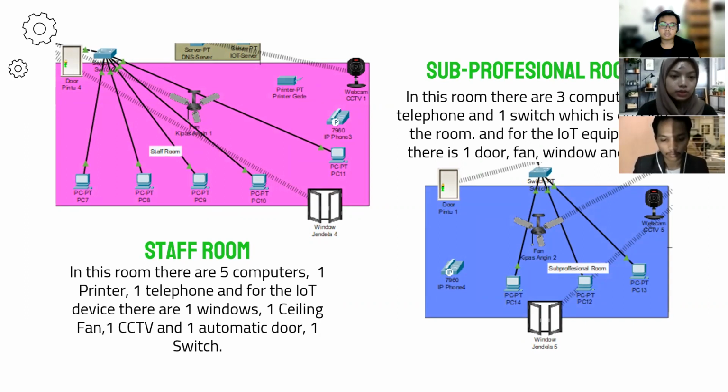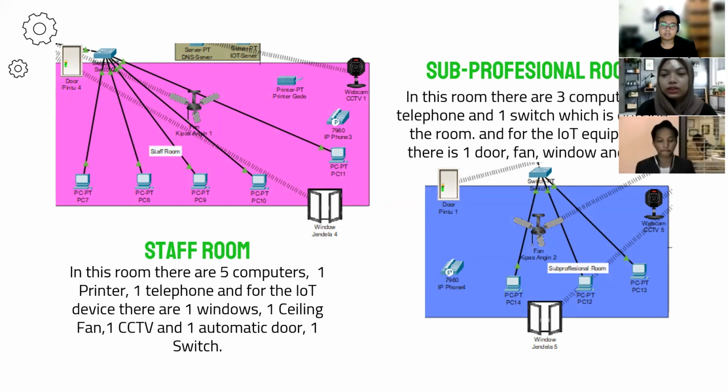Okay, the next room is the staff room. In this room, we have 5 computers, one printer, one telephone, and for the IoT devices, there are 2 windows, 2 ceiling fans, 1 CCTV, and 1 automatic door, and 1 switch on the outside of the room.